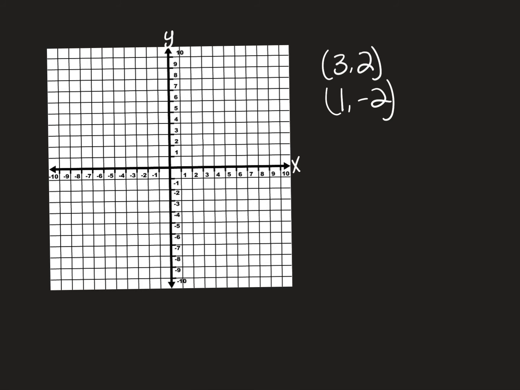So I'm going to plot these 2 points. I want you to watch closely. I'm going over 3 and up 2. The next one, I'm going over 1 and down to a -2. Now I have my 2 points plotted. So now I'm going to draw a straight line. And that was supposed to straighten out.